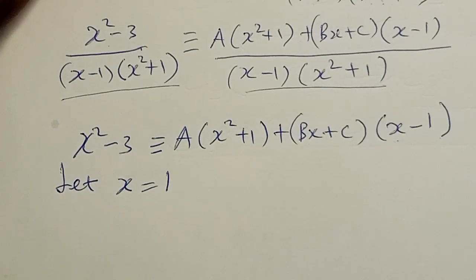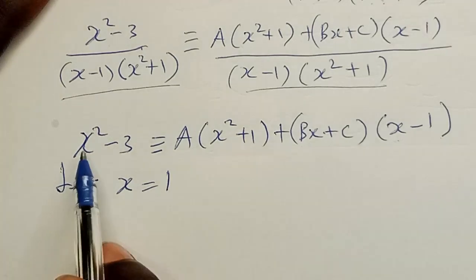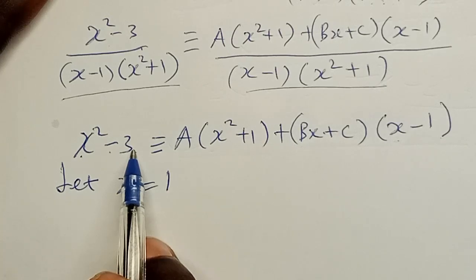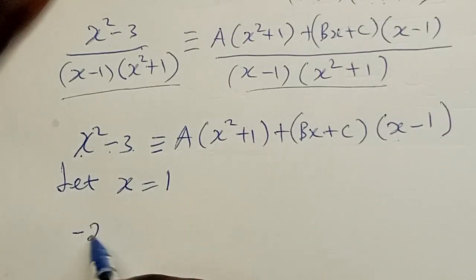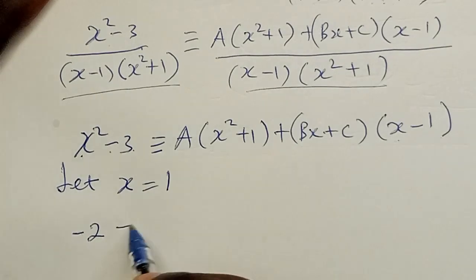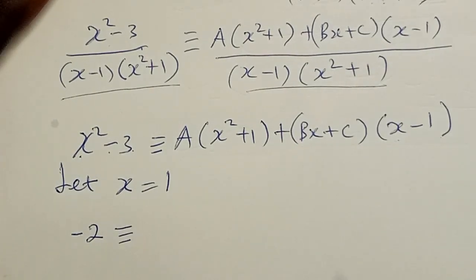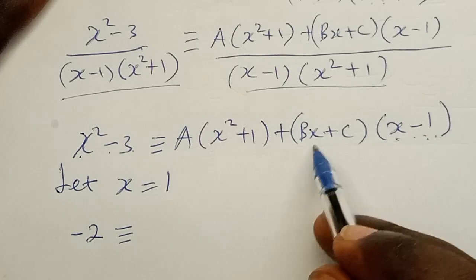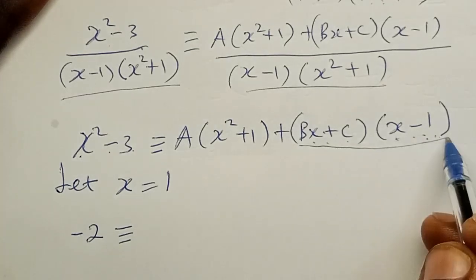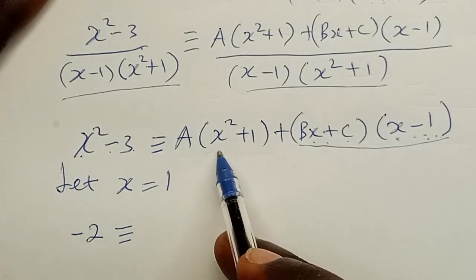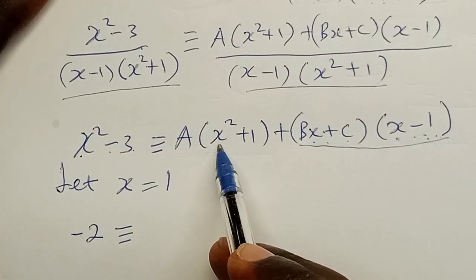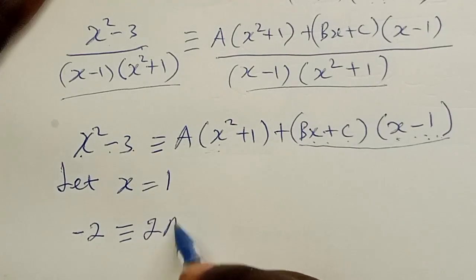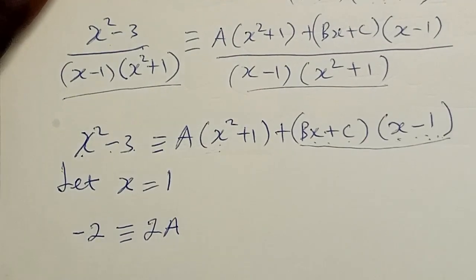If the value of x is 1, then we are going to have 1 squared here, which is 1. 1 minus 3 is going to be minus 2. So we are going to have minus 2 will be the same as, if we have 1 minus 1, this will be 0. 0 times bx plus c, all of these will be 0. And we are going to be left only with this, which is 1 squared, 1, plus 1, which is going to give us 2. 2 times a is going to give us 2a. So it has been brought to that expression.